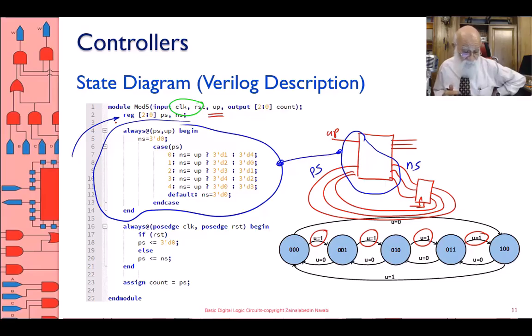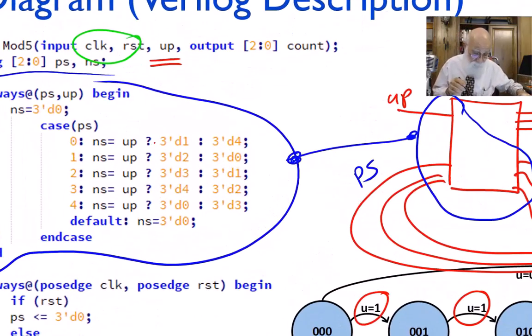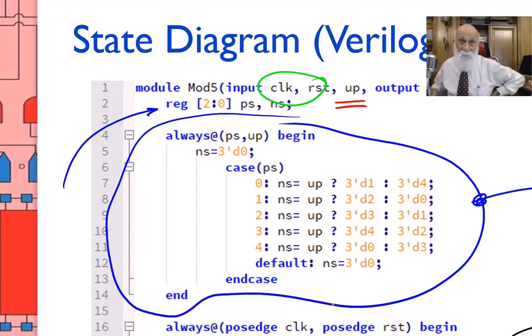Always, when the present state or the up input changes, flow begins. As soon as the flow begins, next state, which is the output in this case on line 5, is set to an inactive value, and therefore it's set to 0. Then on line 7, if up is 1, then the next state becomes 3'd1. 3'd1 means the next state becomes 001.